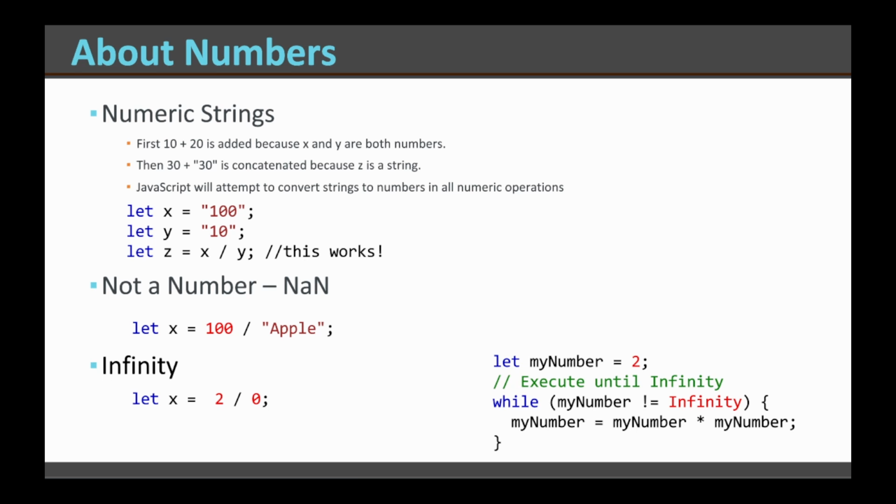Well, we can handle some of it. We have some rules for this. So 10 and 20 can be added together because they're both numbers, right? But if you add 30 plus the string 30 together, it actually doesn't work because the right-hand side thing is a string. Now, JavaScript, in some cases, can handle strings as numbers. So if you had the example here where x is 100 and y is 10, and you divided x by y, it actually tries to interpret the strings as numbers and then use them numerically.